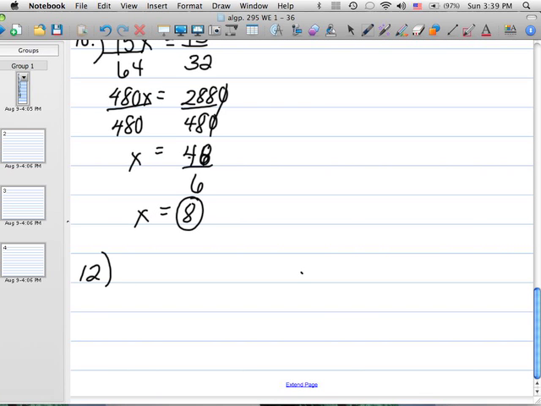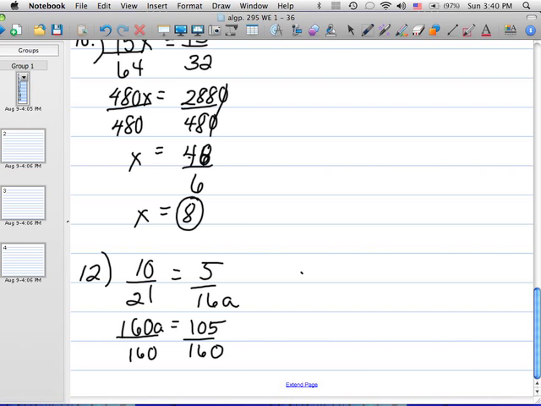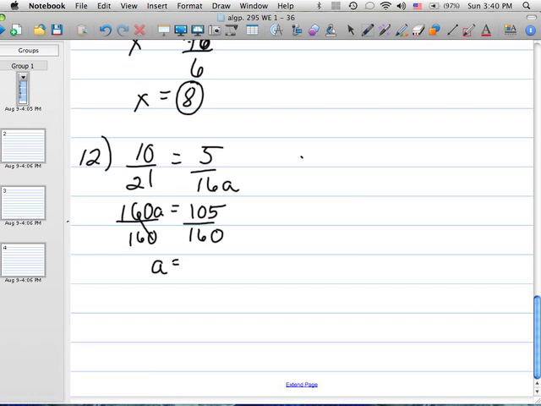Problem number 12, 10 over 21 equals 5 over 16a. Cross products, we get 160a equals 21 times 5, 105. Divide both sides by 160. So we get a equals, we could divide by 5, get 21 over 32. And nothing else goes into those two, so that's the solution.